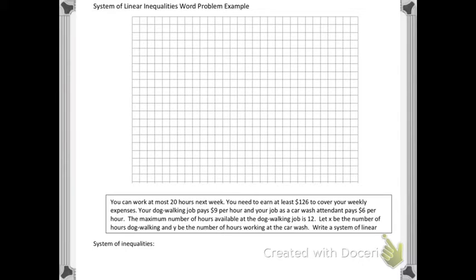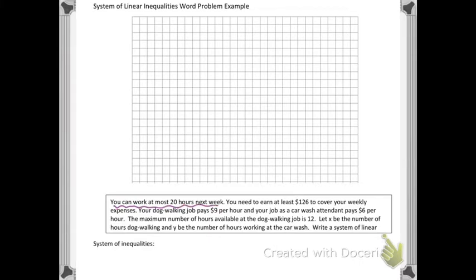Okay, so again, the problem that some students have is putting too much information in one equation or one inequality. So let's only put the minimum information needed in each inequality. Let's take a look at this first sentence here. The first sentence says that you can work at most 20 hours next week.